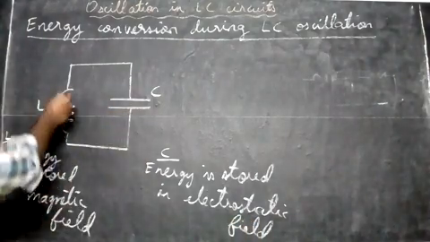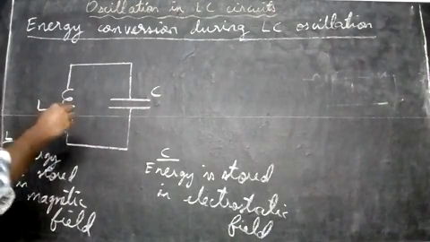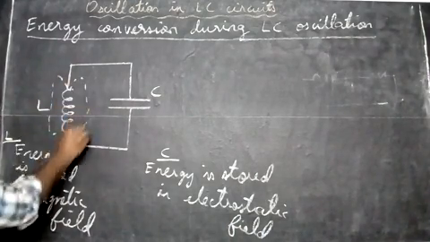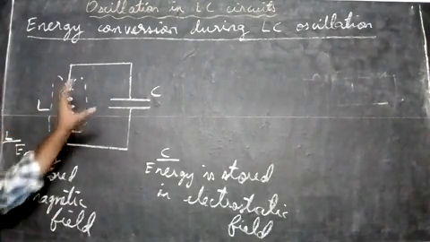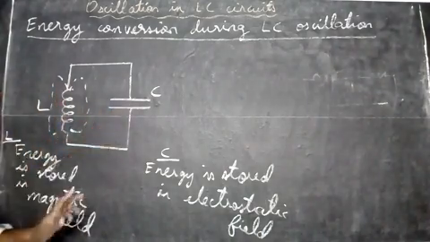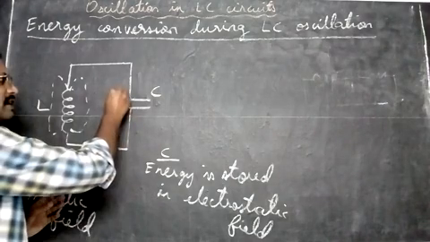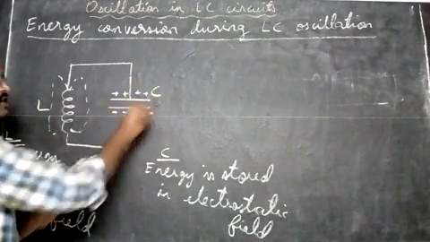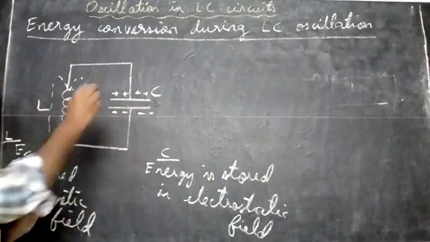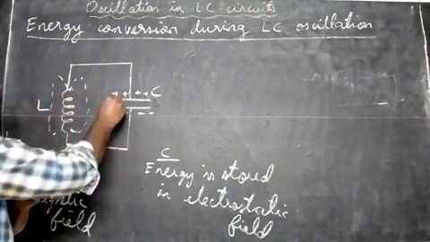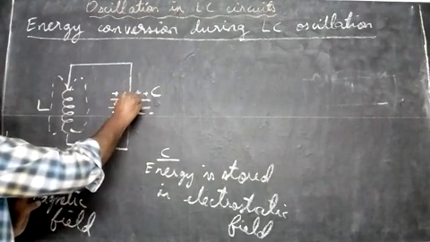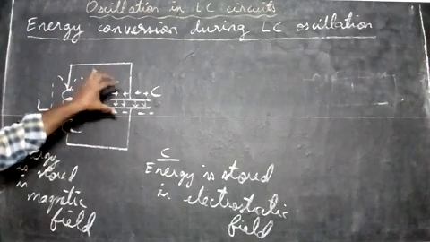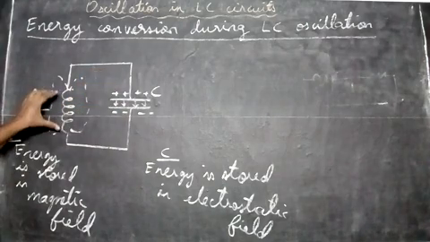How would the magnetic field be there? When current passes through the inductor, there is a magnetic field produced in this coil, so this magnetic field will store the energy. Next, in the capacitor, when current passes through it, it will get charged up, positive charge on this side and negative charge on this side. So there will be an electrostatic field here, going from positive to negative in the direction of the arrow marks. The capacitor will store electrostatic energy and the inductor will store magnetic energy.